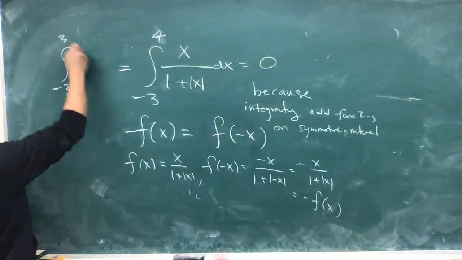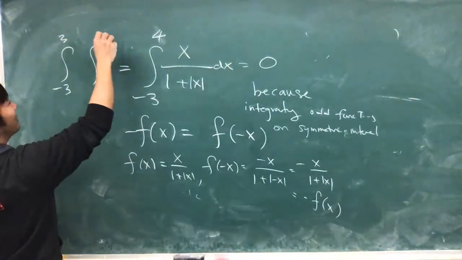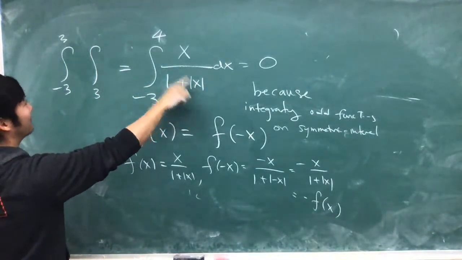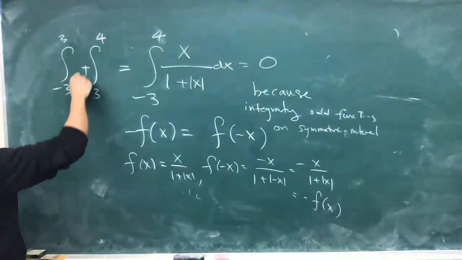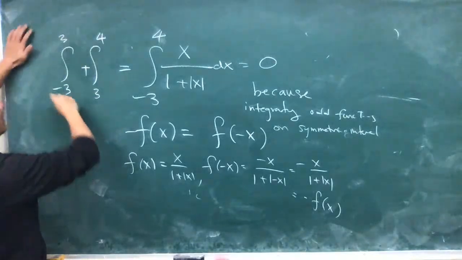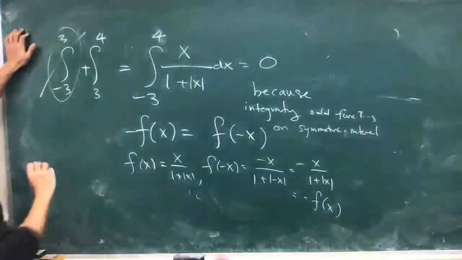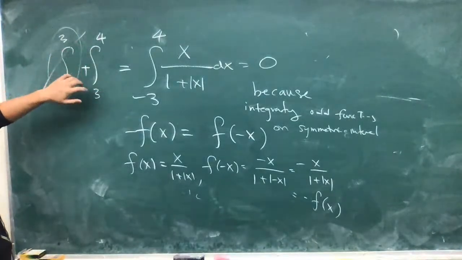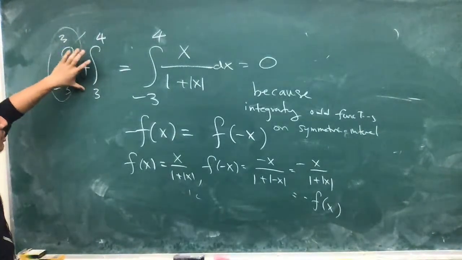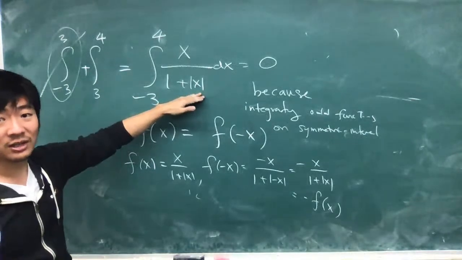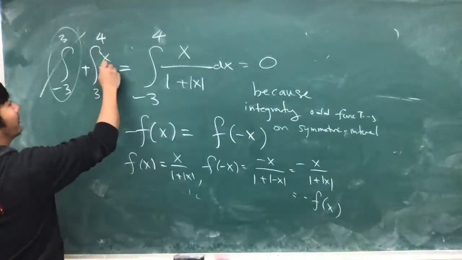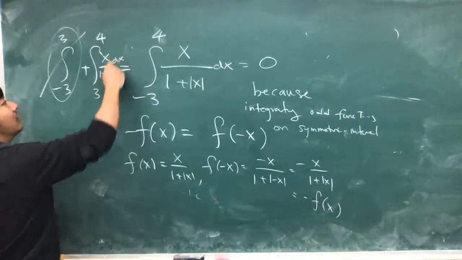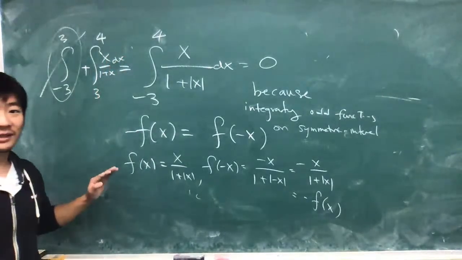You have to split this up, but you don't need to split it up into where this is positive and negative. You could just split it up into negative 3 to 3 and 3 to 4. This part is going to be 0, just easy. This is not that bad because it's just one integral. It's from 3 to 4, which means absolute value of x is always positive. So it's this integral, which is not that bad to do.